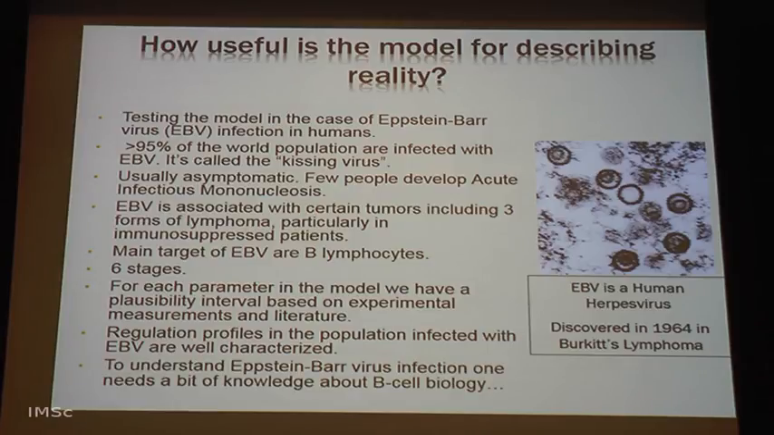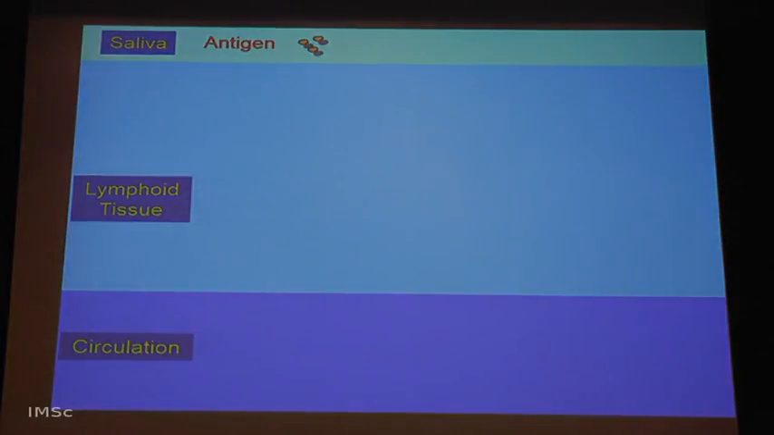So what is interesting about the EBV is that it uses normal B cell development to infect the person. So in a way, it hijacks normal B cells. And this is how it works. Normally, when we talk about how B cells work in your body, let's say you eat something, and then there is some antigen coming in through your saliva. And that antigen will encounter some naive B cells.